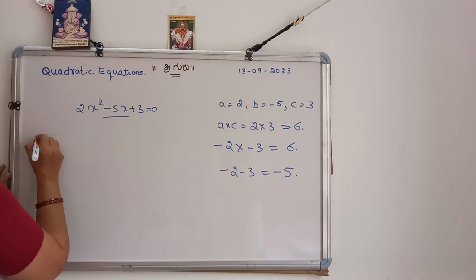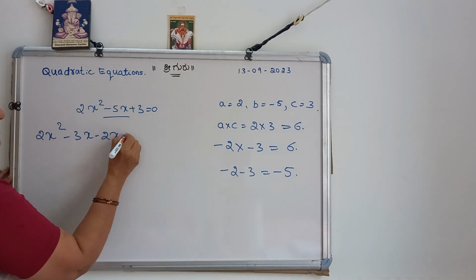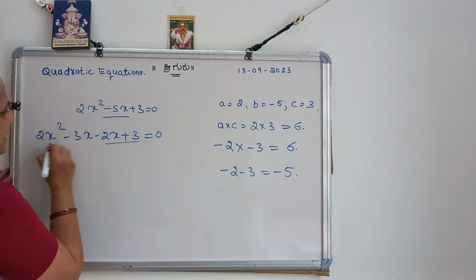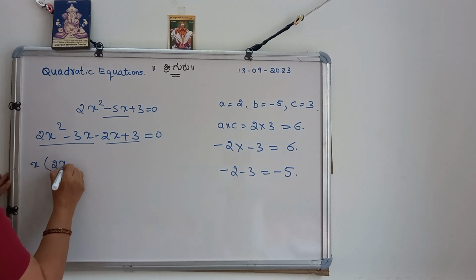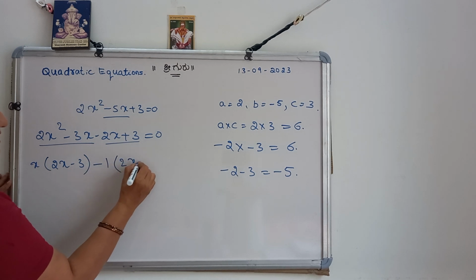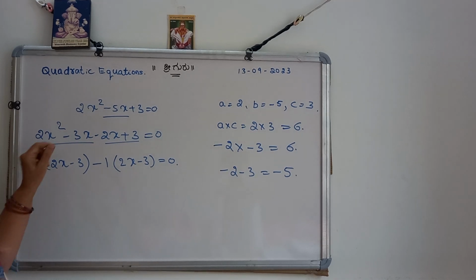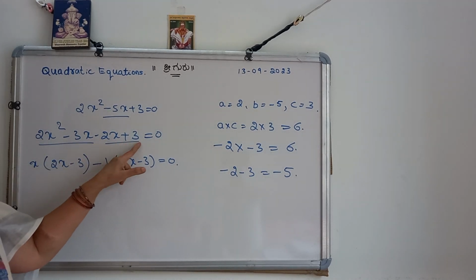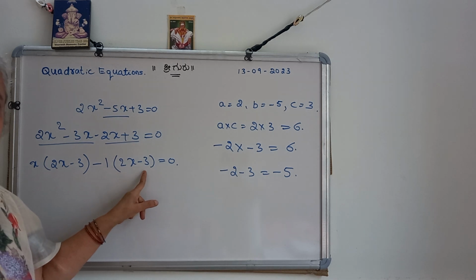Now split the middle term. 2x square minus 3x minus 2x plus 3 is equal to 0. By grouping, we find that x is the common factor in these two terms. We are left with 2x minus 3 in one bracket, and here minus 1 into bracket 2x minus 3 in another bracket. As I explained earlier in the first example, minus 1 is the factor of these two terms. Therefore, taking minus 1 outside as a factor, if you divide each term by minus 1, you will get 2x minus 3 in another bracket.